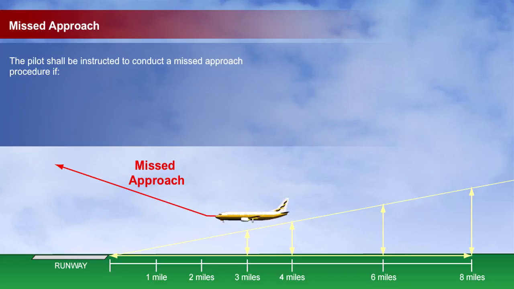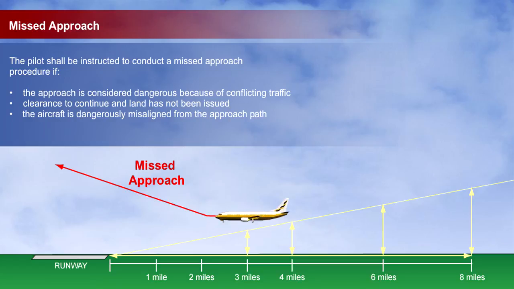Should a radar controller believe that an approach has become dangerous, for instance because there is conflicting traffic, the pilot shall be instructed to conduct a missed approach procedure. The approach is also considered dangerous if clearance to continue and land has not been issued, or the aircraft is dangerously misaligned from the approach path.